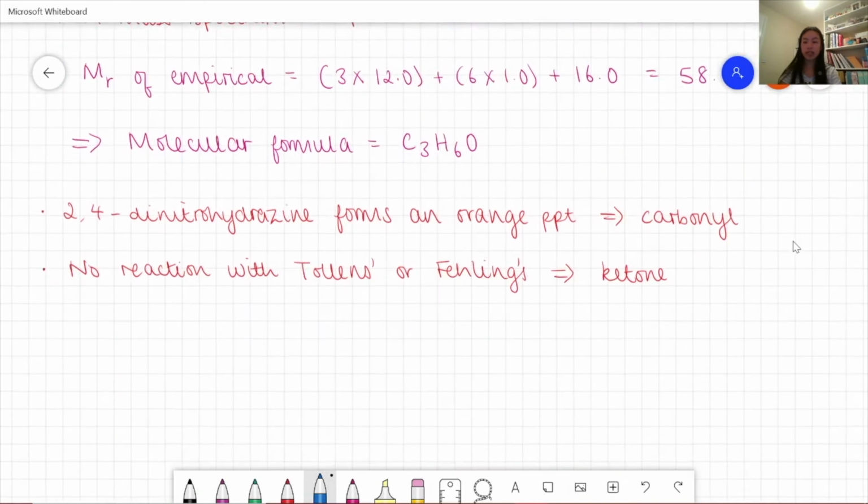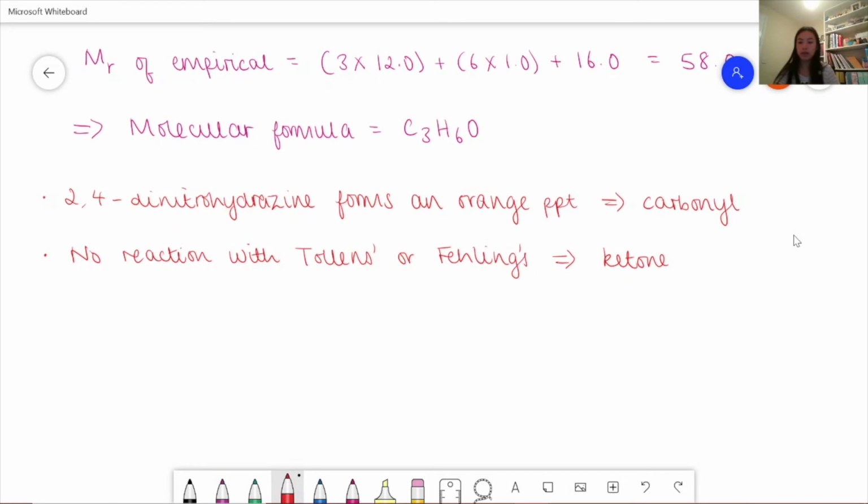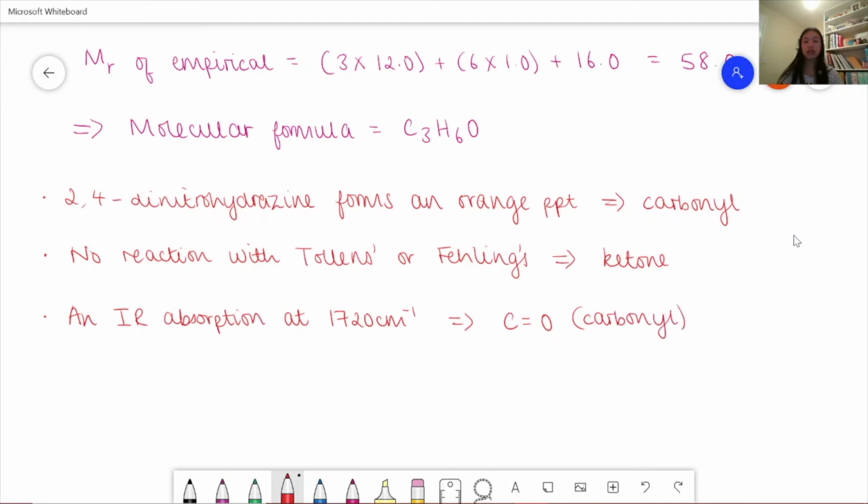So again, we have to write that down. So we have an absorption at 1,720 centimeters to the minus 1. So this indicates to us that we have a C double bond O, so a carbonyl. So this confirms that we could have a ketone or an aldehyde, but of course we can only get a ketone because we don't have a reaction with Tollens' reagent or Fehling's solution.